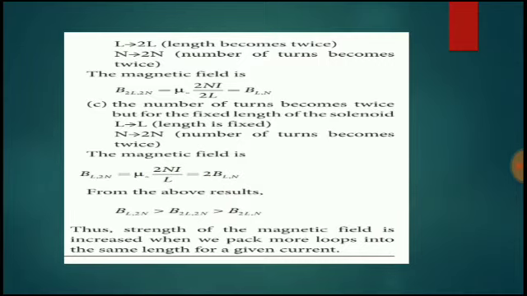From the three results we are comparing, which is greater? The third one will be greater than the others. Therefore, the strength of the magnetic field is increased when we pack more loops into the same length for a given current. So the current is the same, and what is increased is the number of loops. That means when we increase the number of turns, the magnetic field also increases for a particular current. Understand?